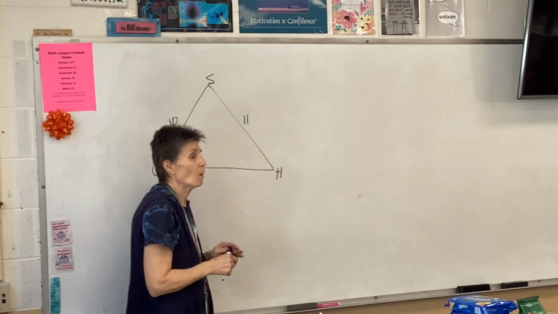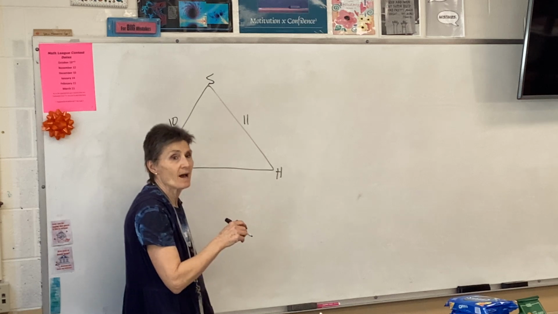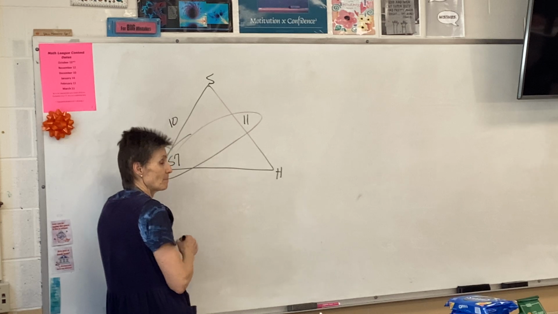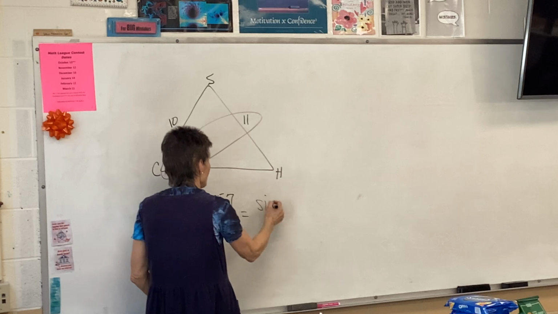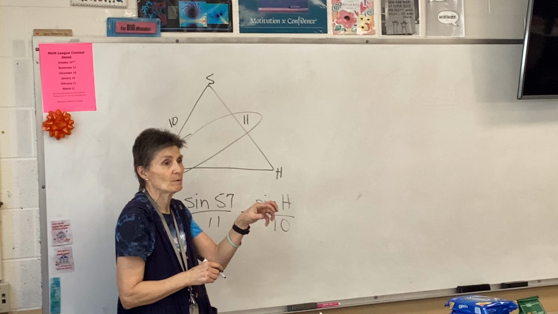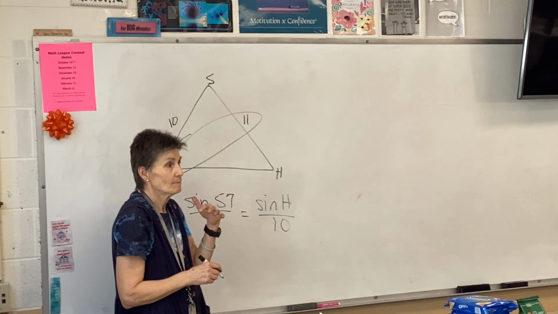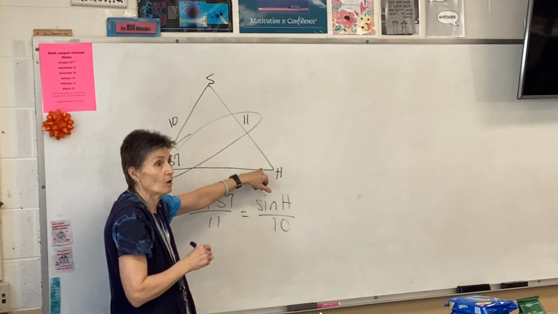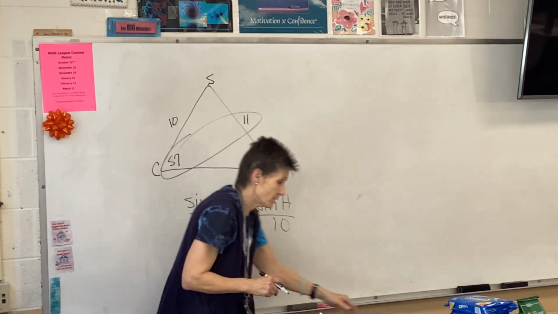All right, my friends, what did you notice about the problem? This is not a cosine problem. This is a sine problem. So sine 57 over 11 equals sine h over 10. Or if you use the letters in the problem, it would be sine b over 10. Now, we're trying to find angle H or angle B, whatever you call this. So we're going to have to inverse sine, correct? Yep.